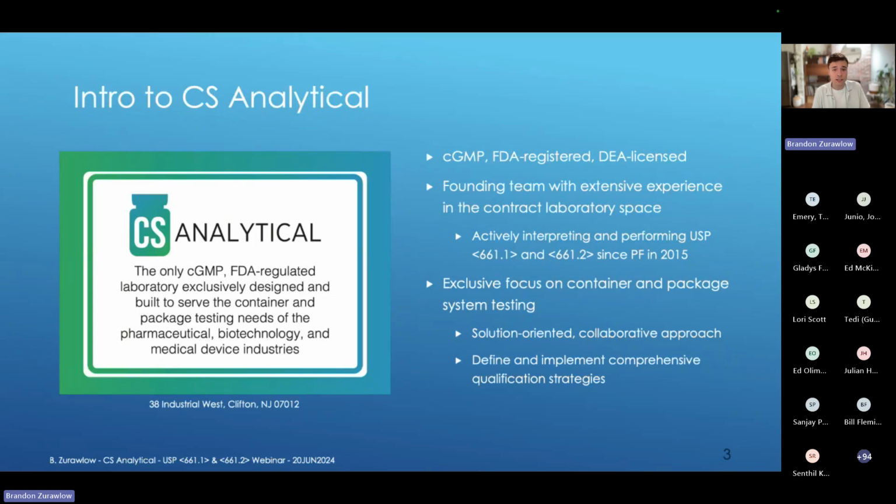The founding team at CS Analytical has extensive experience in the contract lab space, again, exclusively focusing on container and package systems. And we've been actively performing USP 661.1 and 661.2 since they were first released in the PF in 2015. So a fairly long history of working with these chapters and perhaps more importantly, interpreting these chapters and figuring out the best way to practically apply them with our clients.